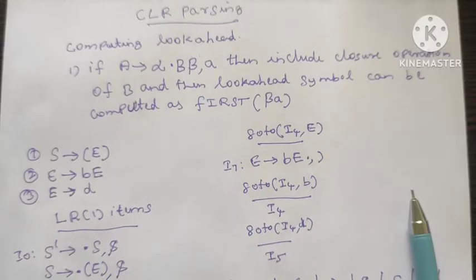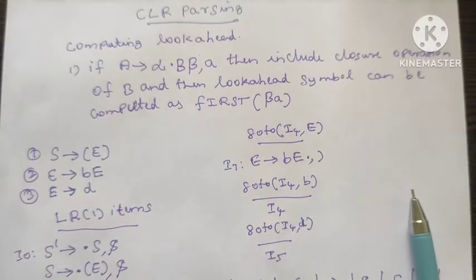Now the major or significant difference between CLR parsing and SLR parsing is that we will have to compute a lookahead symbol in CLR parsing. So a lookahead symbol can be computed like this.